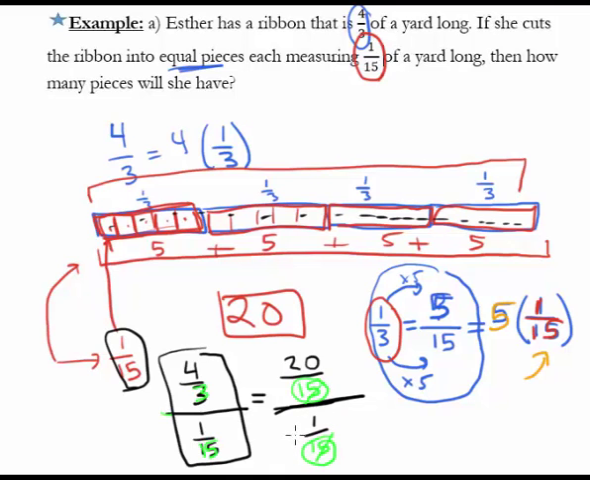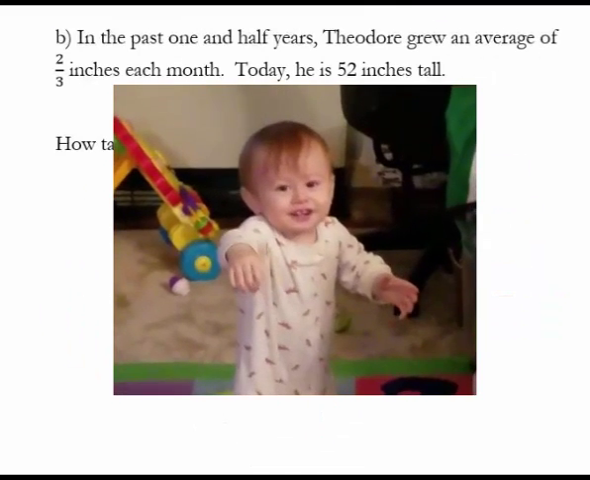And I'll be darned if what's left over isn't 20 over 1, otherwise known as 20. So our answer in a couple different ways is 20. Let's take a look at one more example. This example has to do with Theo.